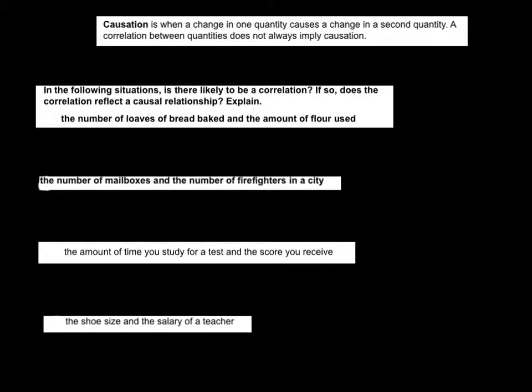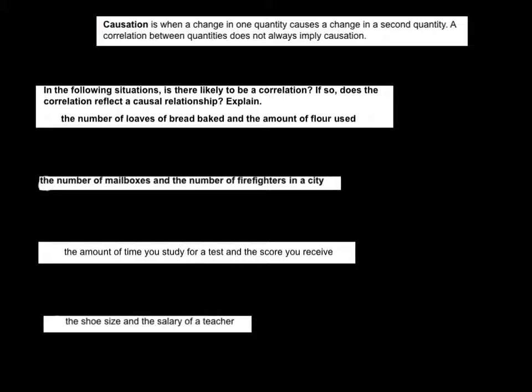Okay, and then finally we have something called a causal relationship. This is basically when a change in one quantity actually affects the change or causes a change in another quantity. Also, a correlation does not always imply causation. Okay, and we'll look at one of those examples here below. So in the following situations, is there likely to be a correlation? And if so, does the correlation reflect a causal relationship?